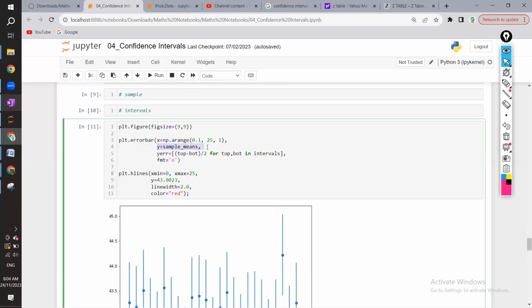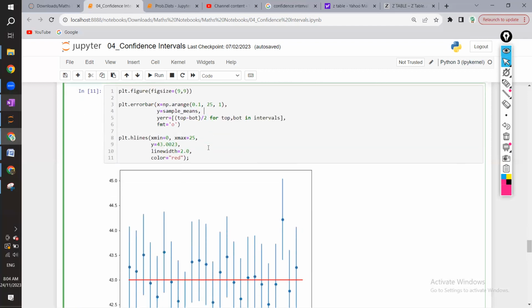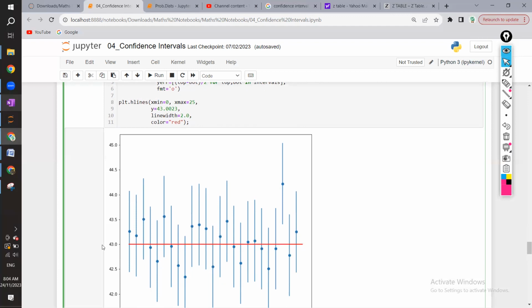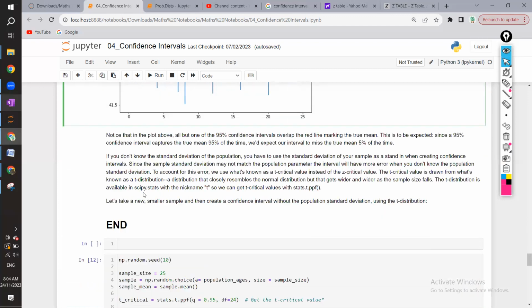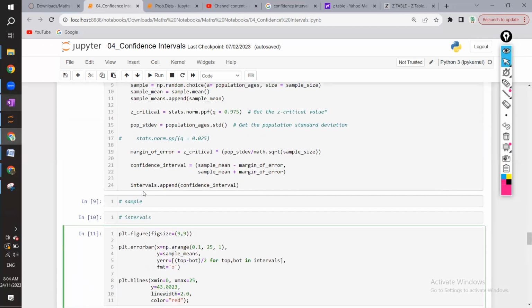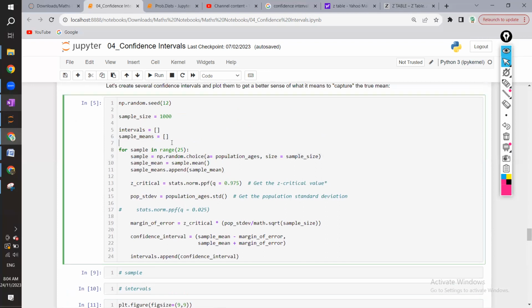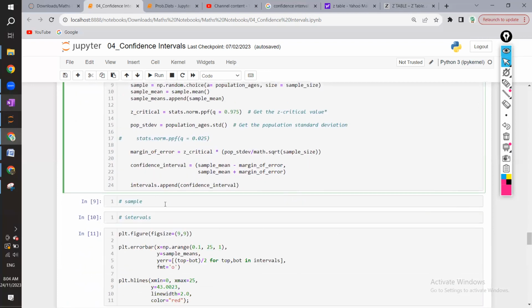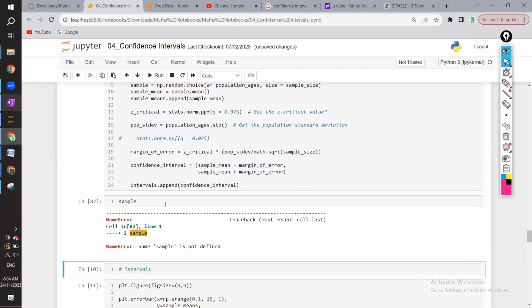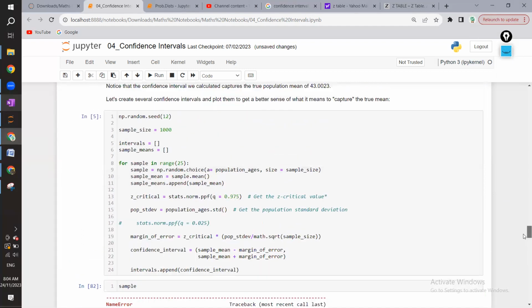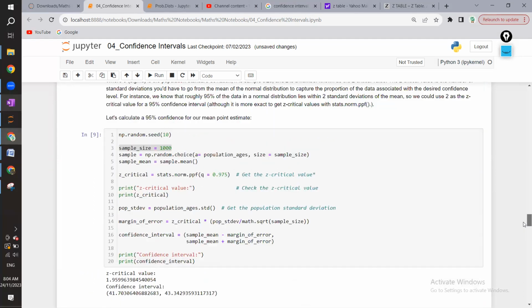And y is the sample means. So on y you are plotting all the sample means. And what do these sample means look like? Do I have this? This is not defined. Actually, let me run this. We'll see what we are going to get.